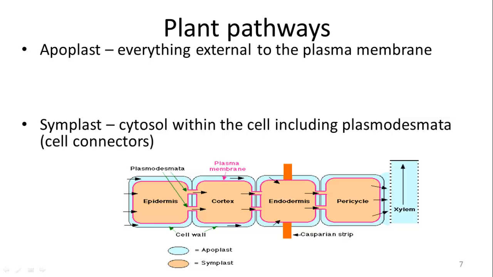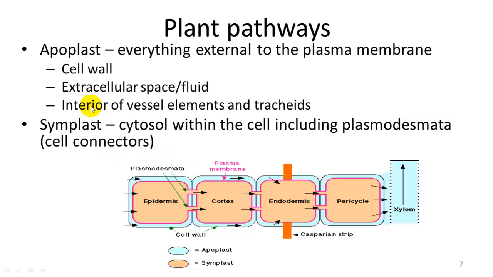Now, the way that water and minerals move through cells from one to the other can be through different areas. The apoplast is everything external to the plasma membrane within the cell wall. The symplast then is everything within the cell, within the plasma membrane, including plasmodesmata, which are structures that connect the membranes of two adjacent cells.